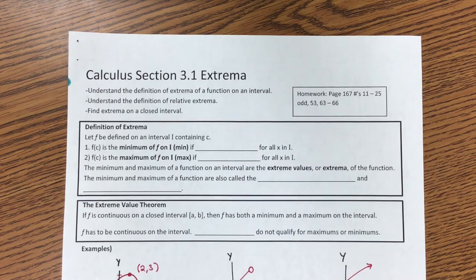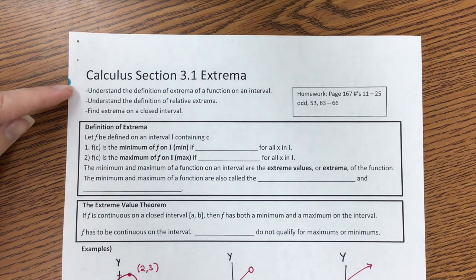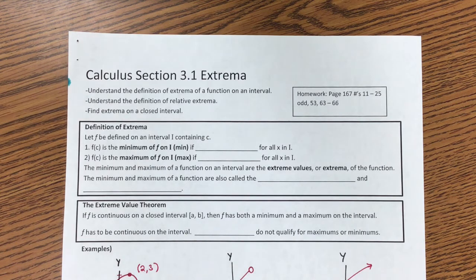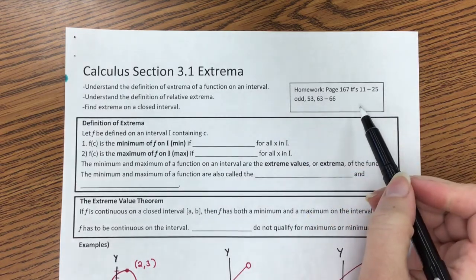The notes for section 3.1 on extrema. So the three things we're going to get accomplished today: understand the definition of extrema of a function on an interval, understand the definition of relative extrema, and find extrema on a closed interval. This is our homework from our textbook.